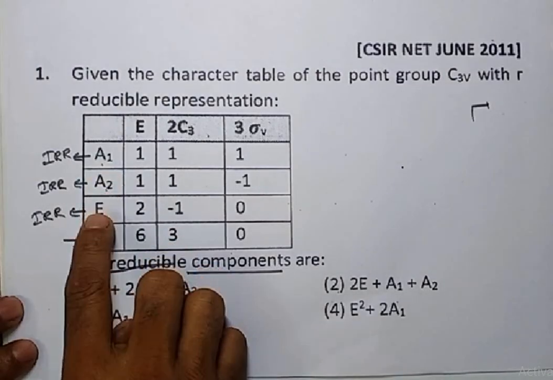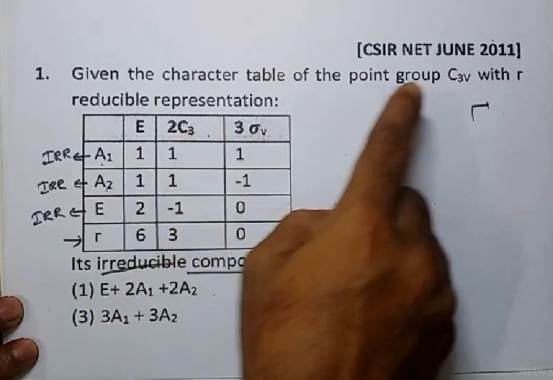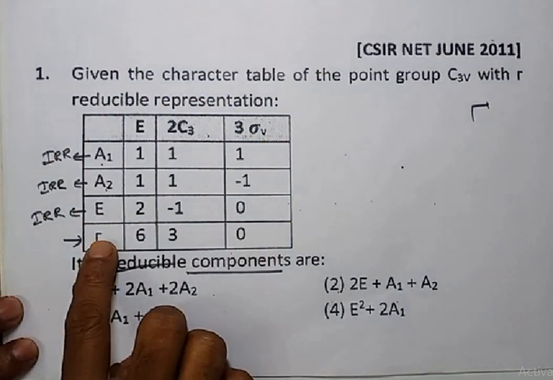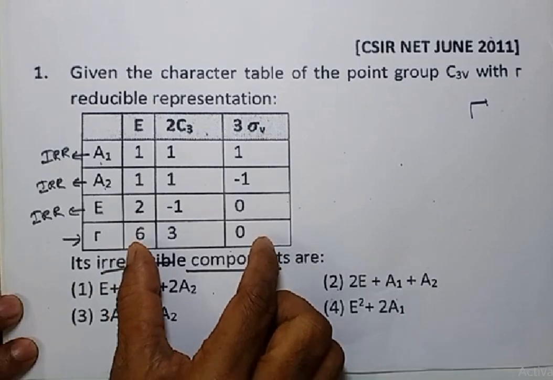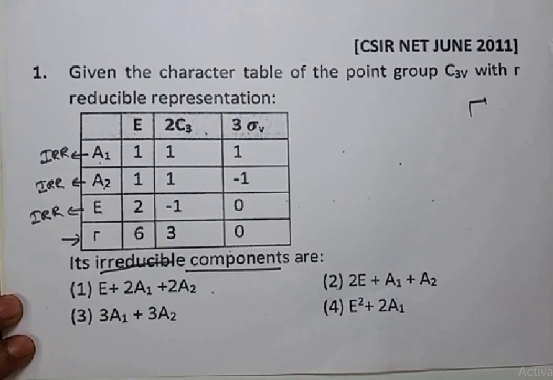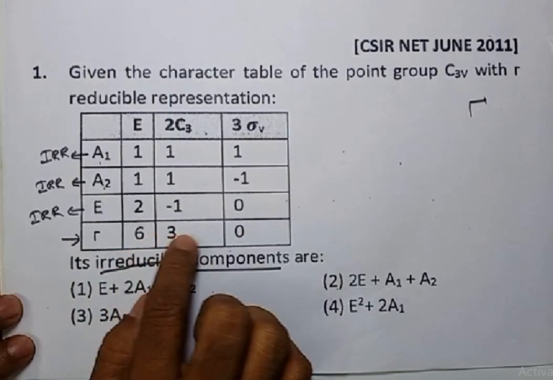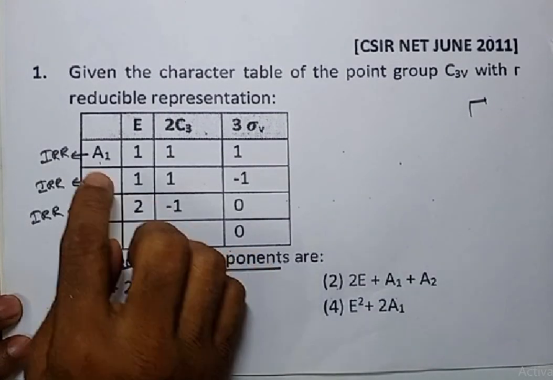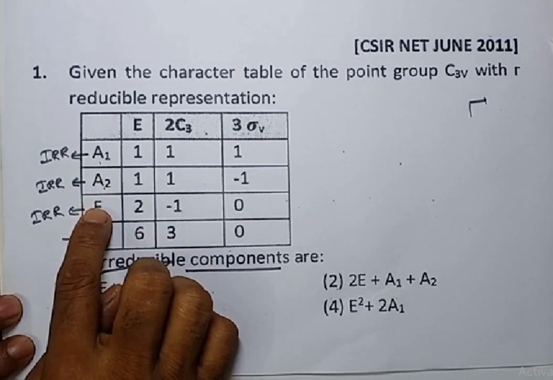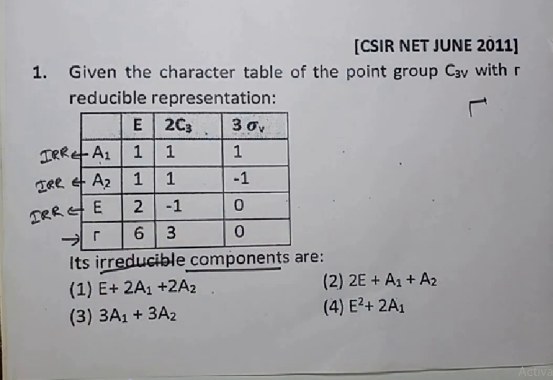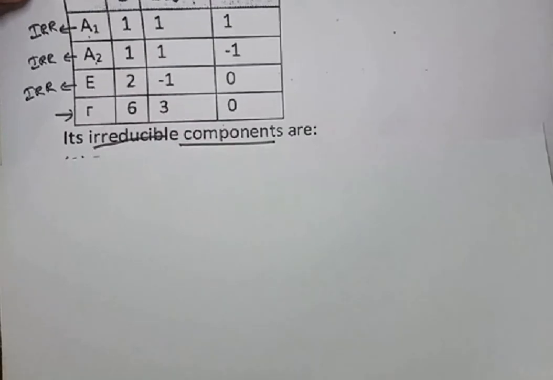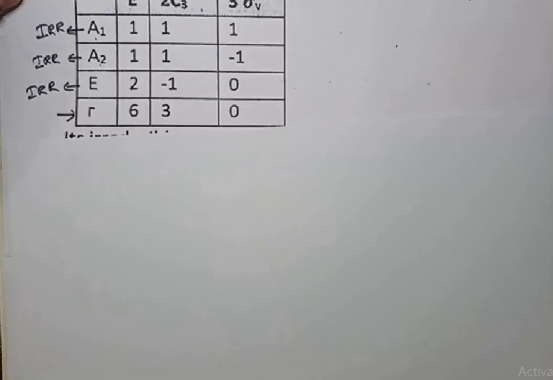So A1, A2, E are all irreducible representations of the C3v point group. At the bottom, 6, 3, 0, some characters are given. These are the characters of a reducible representation. Now what we have to do? We should reduce this representation and find out how many A1, how many A2, how many E are there in this reducible representation. That is our goal. Now we'll proceed: how to calculate using that formula. I have given the formula, and now I'll show you how to utilize it.